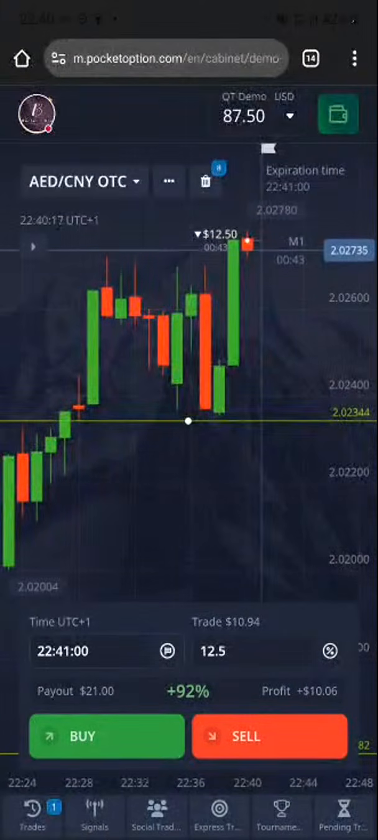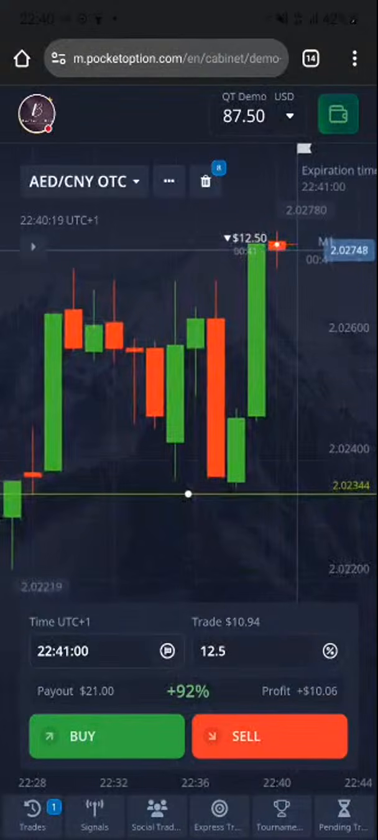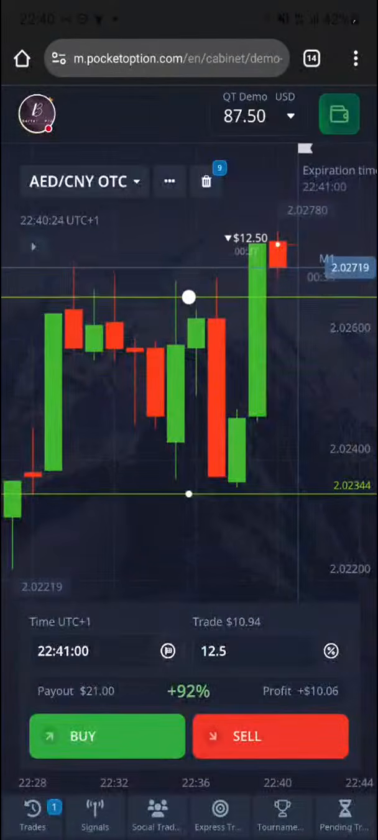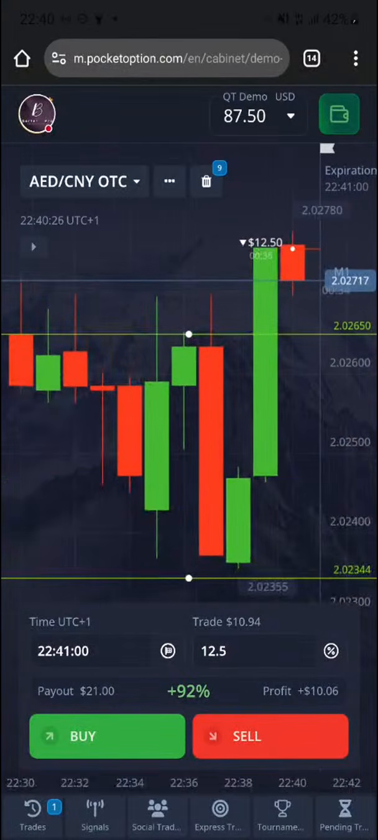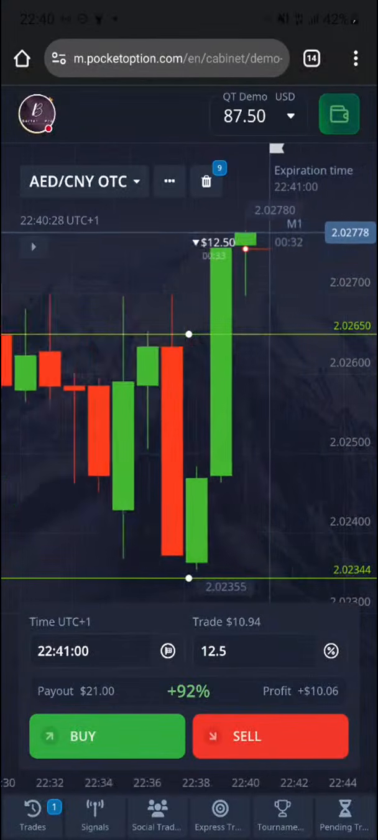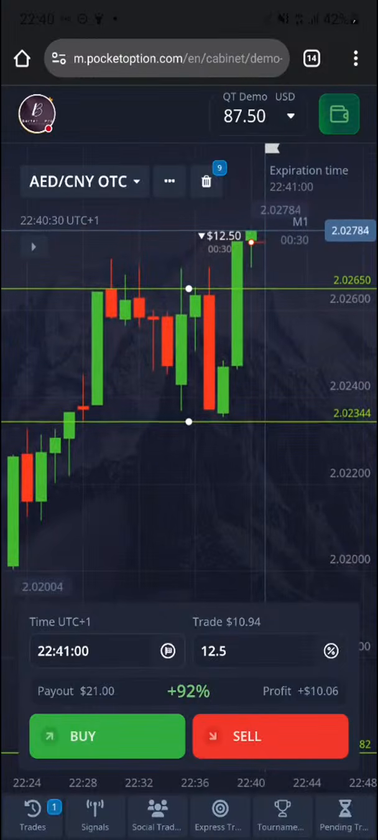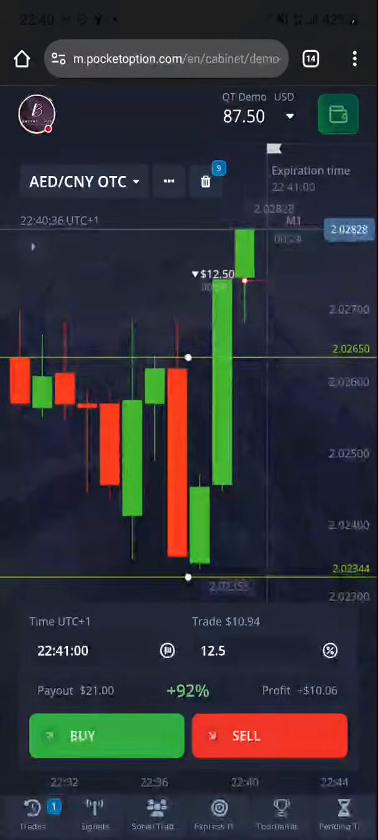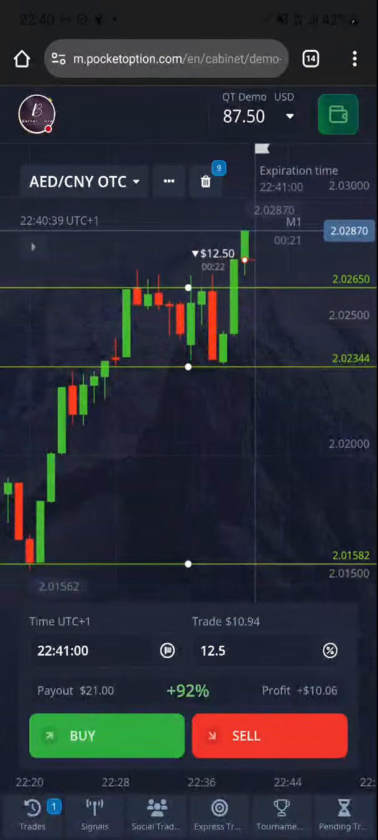Let's see if we can go with the sellers here, because I can see a little bit of hesitation from the buyers. This particular trade is basically just a hunch. There's nothing really technical about it. This particular trade I just took, so it may be a losing trade.